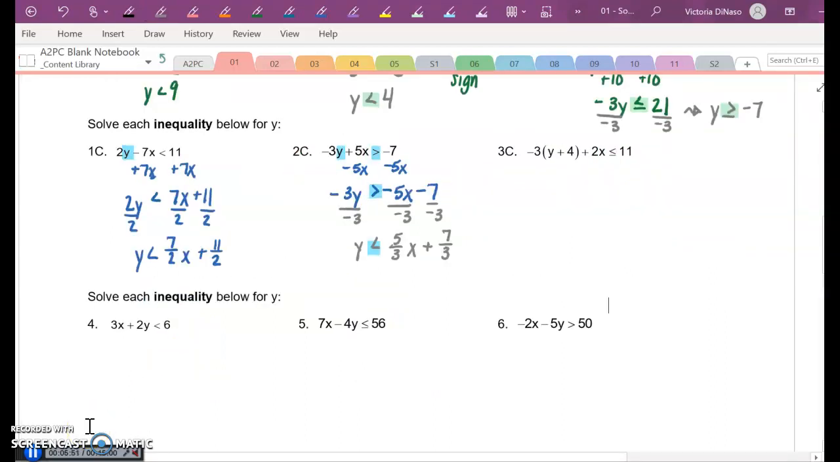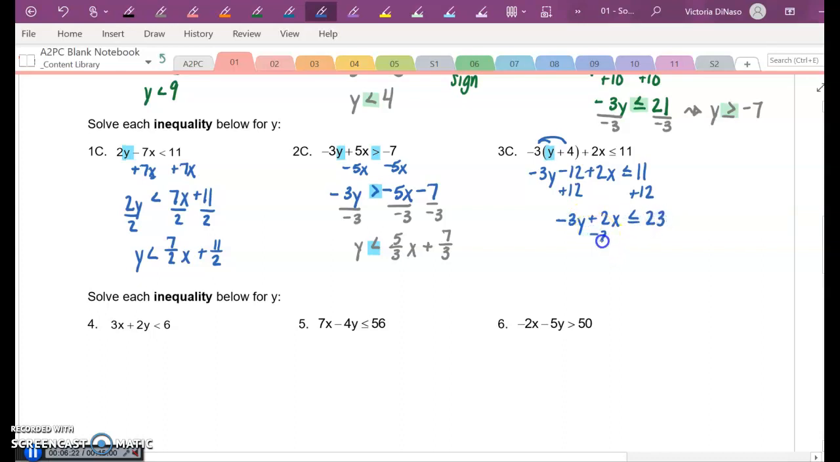For number 3C, once again, we're solving for y, so we're going to keep y on the left-hand side. I'm going to distribute the negative 3 to both terms, so we have negative 3y minus 12 plus 2x is less than or equal to 11. For this problem, I don't have anything to combine on the left-hand side, so we're going to go ahead and add the 12 to each side. So we have negative 3y plus 2x is less than or equal to 23.